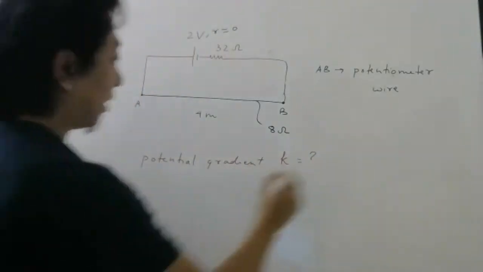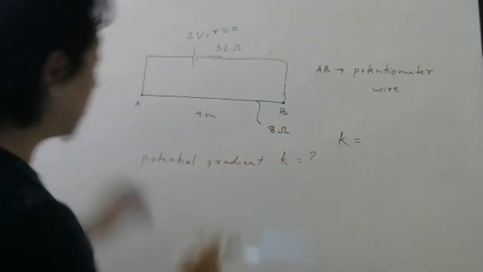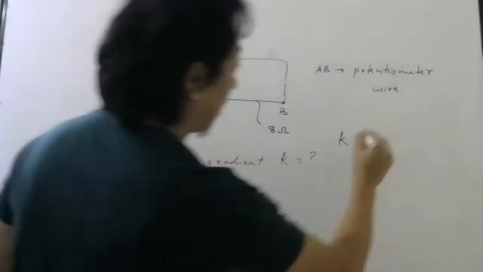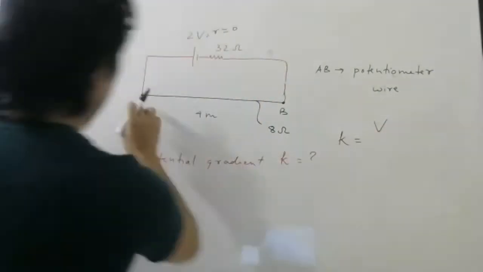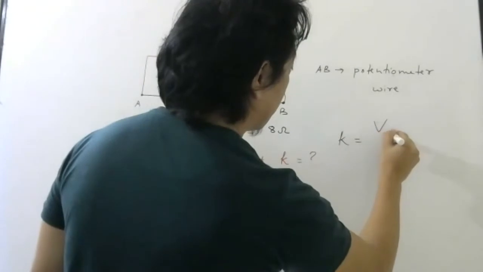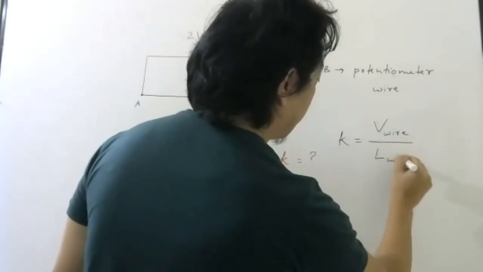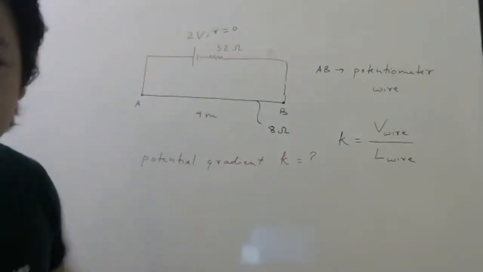If you forget the formula, try to remember the definition. Since I know the length of the wire, I will write the potential difference across the wire from here to here divided by the length of the wire. So this is the formula.